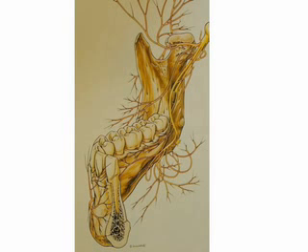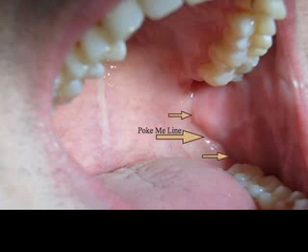The next slide shows an illustration of the neuroanatomy of the mandible. Note this view is from the medial aspect of the ramus, and note where the inferior alveolar nerve enters the ramus. The next slide is a clinical intraoral photograph.